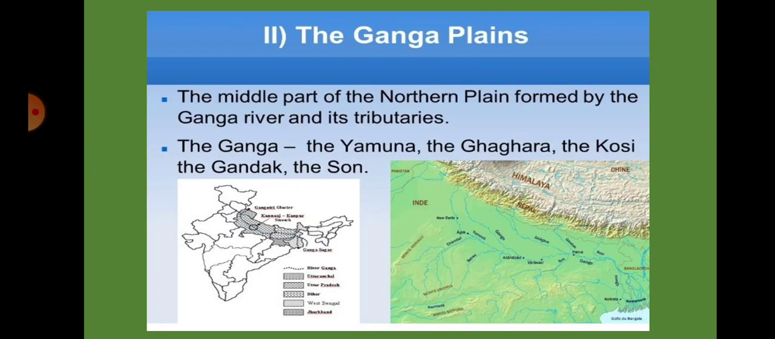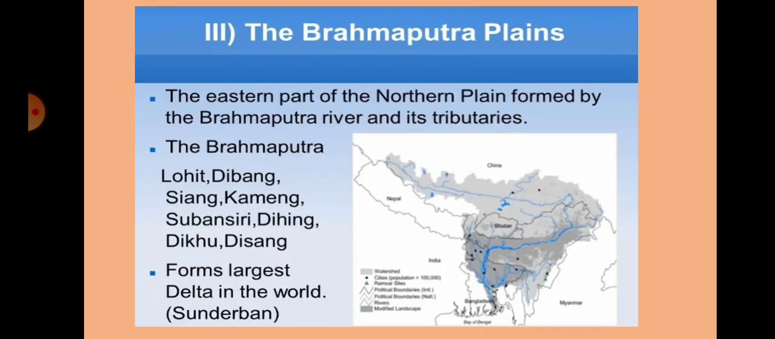Then comes the Ganga plains. The middle part of the northern plain is formed by the Ganga river and its tributaries, and it is covering a vast area. And the tributaries are the Yamuna, Ghagra, Kosi, Gandak and the Son.